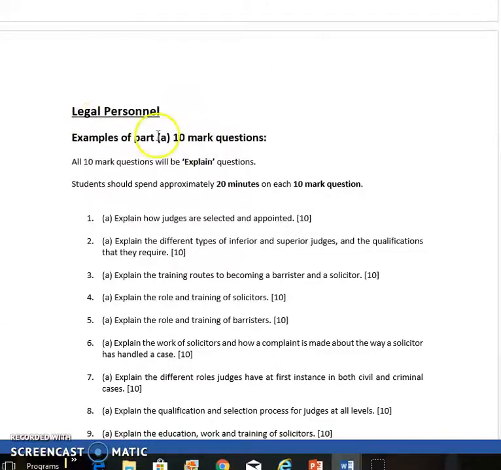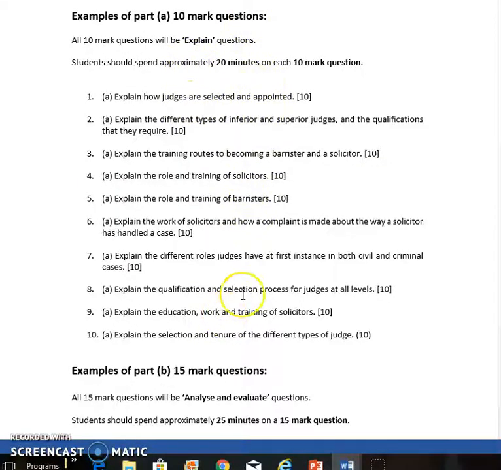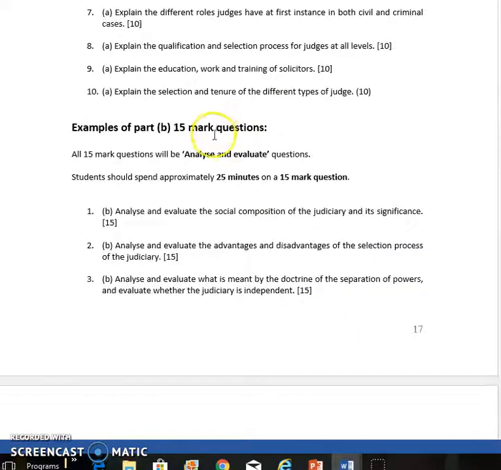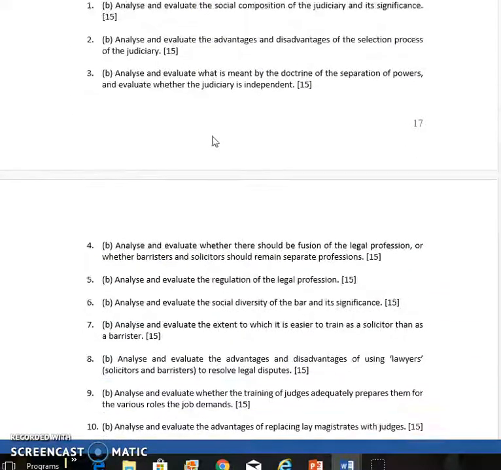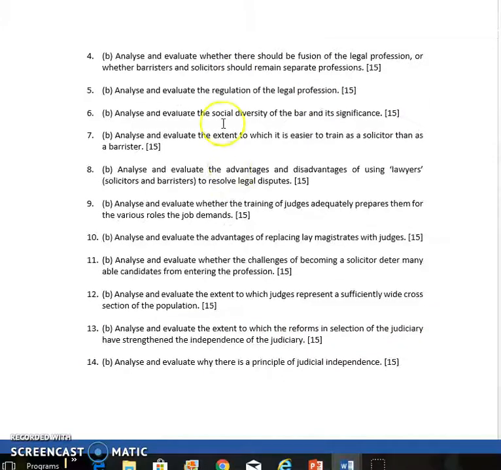Legal personnel, another topic on section B. 10 mark question. Typical one might be explain the role and training of solicitors, or explain the education, work and training of solicitors. Your part B on that question might be to analyse and evaluate how the legal profession are regulated, or to evaluate the social diversity of the bar and its significance.